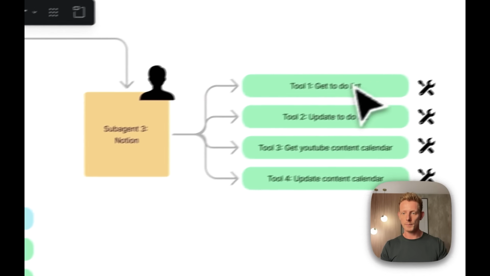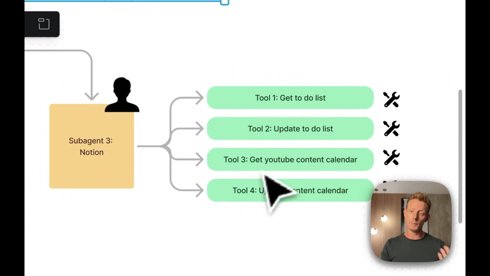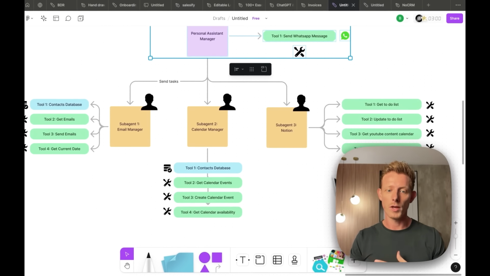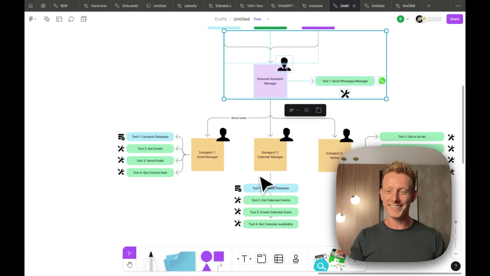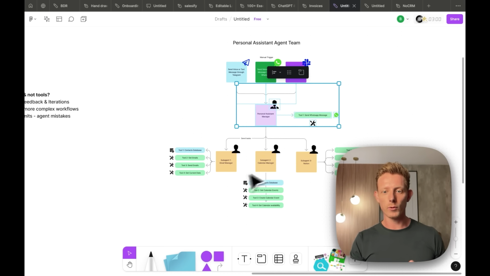So in this case, get my to-do list, update my to-do list, get my YouTube content calendar, and update my YouTube content calendar. So that's it, really. So you can see it. All it is, is 13 tools and 4 sub-agents.